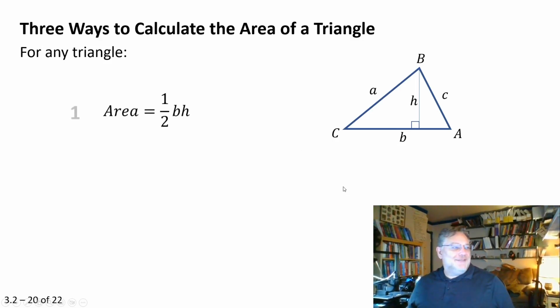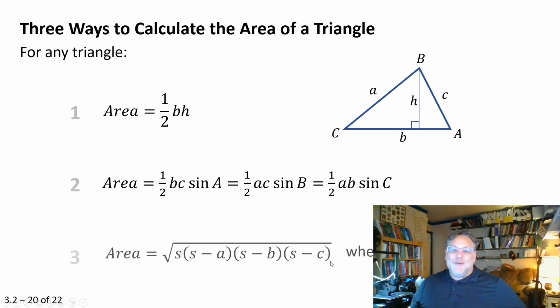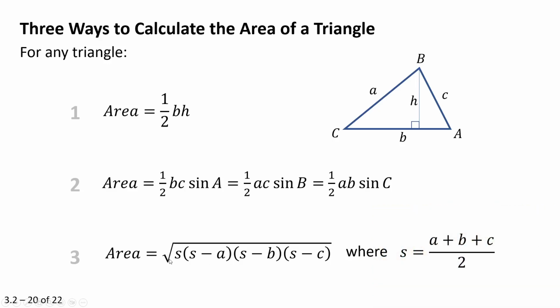So for any triangle, we've got three different formulas for finding the area. The area of a triangle, as you learned in middle school, is 1/2 base times height. The additional formulas that you learned earlier with the law of sines are 1/2 BC sine of A, 1/2 AC sine of B, and 1/2 AB sine of C. And now we have this third formula, Heron's formula, which is the square root of s times (s minus a) times (s minus b) times (s minus c), where s is equal to the three sides added together divided by 2. It's a good idea to have all three of these listed in your cheat sheet somewhere.